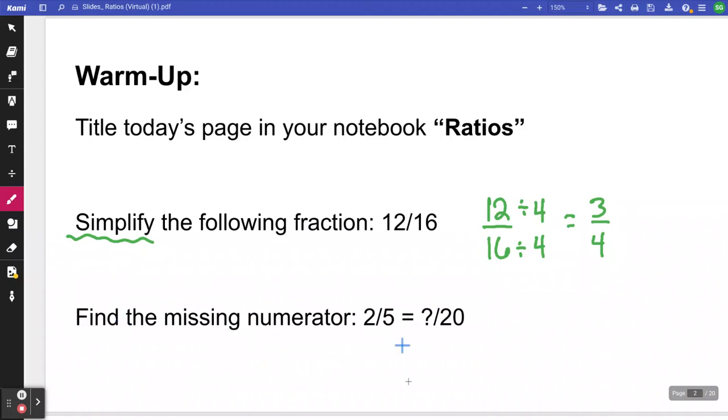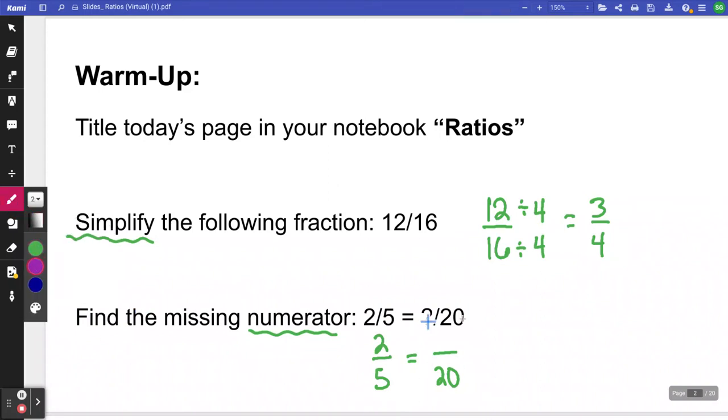In the other question, we are trying to find the missing numerator. Remember, numerators are what you call the top number in the fraction. So we're given the fraction 2/5, and I want to figure out 2/5 is equal to what fraction over 20. For this question, it's similar to simplifying fractions where we're trying to find an equal fraction. The difference here is the math we're going to use to do it. Simplifying, we were using division, but if I wanted to go backwards, so if I wanted to start with the smaller fraction and get those larger numbers, I would be using multiplication.